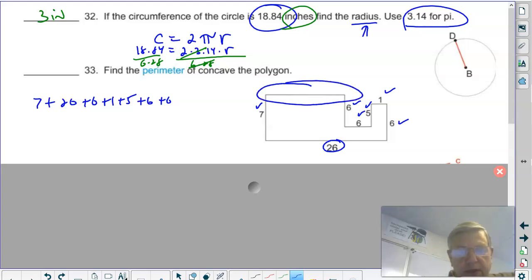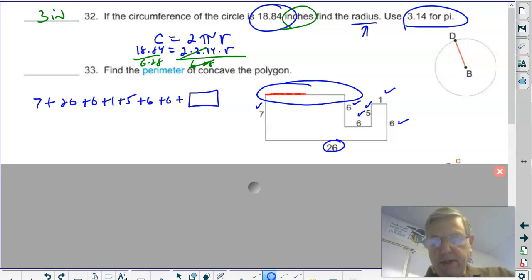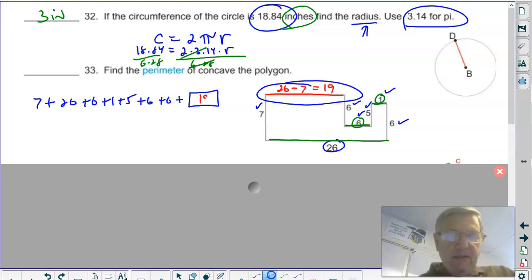So the only tricky part here is this last number that we have to figure out. Okay, how do you figure it out? Let me be clear, it's from here to here. Now notice, they already told me from here to here is 6. From here to here is 1, right? 7. And the whole way is 26. So this side right here is going to be the 26 minus the 7, which is 19.